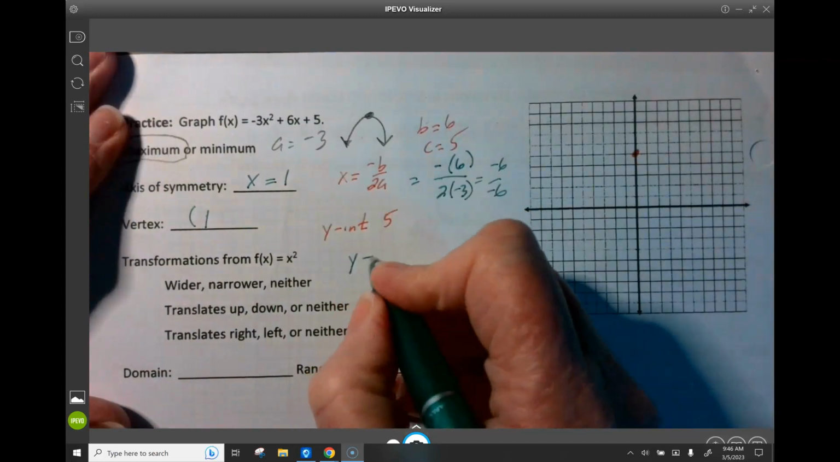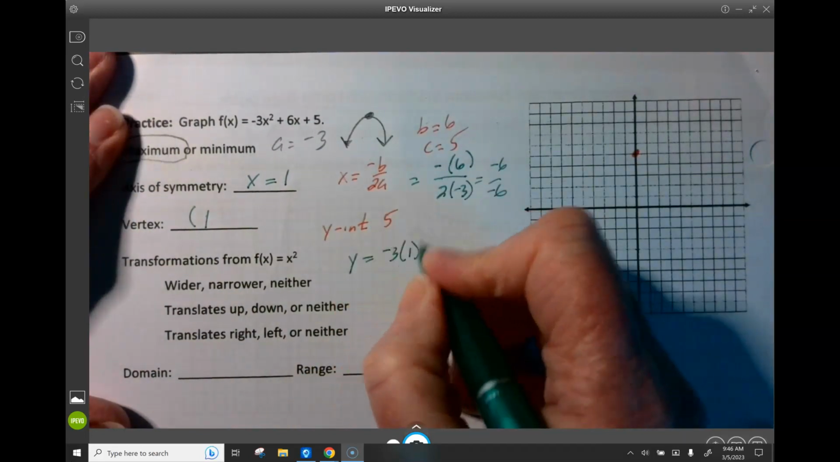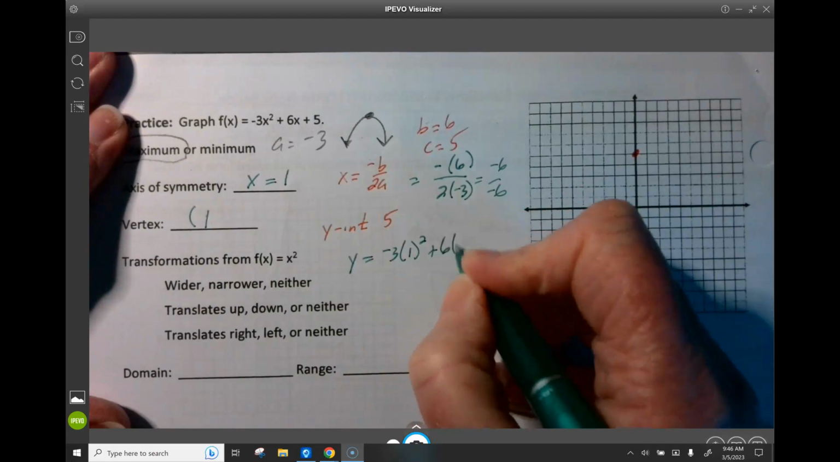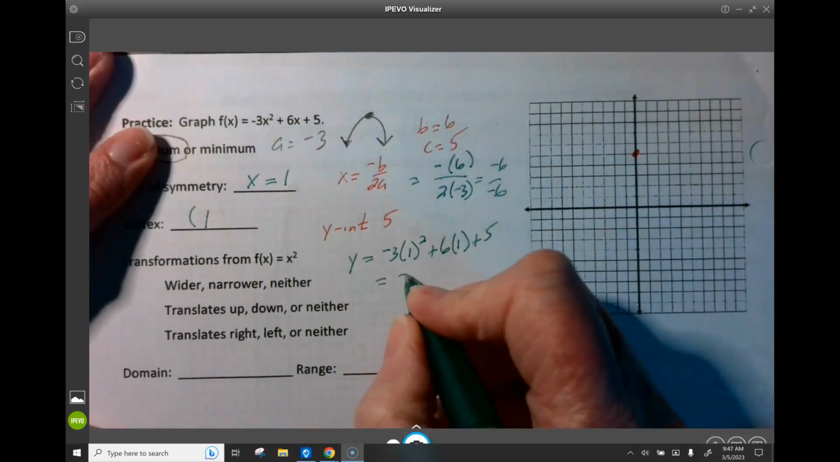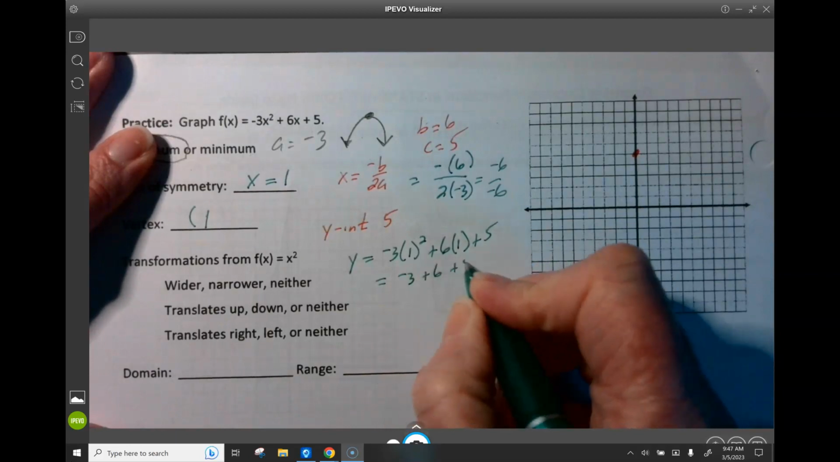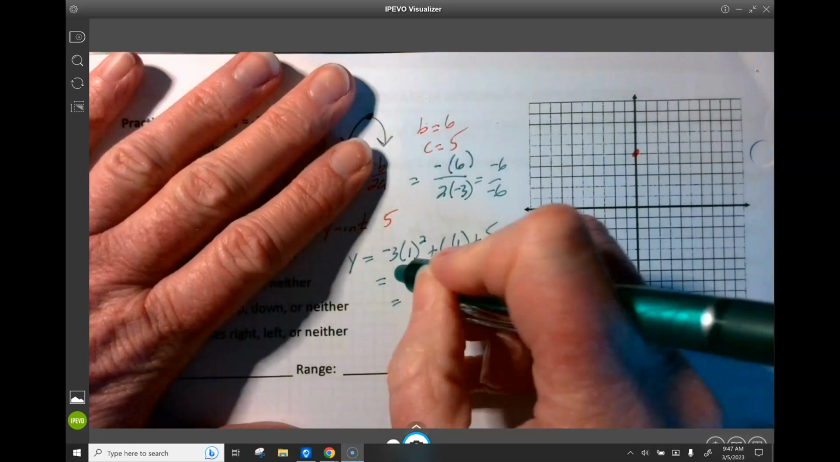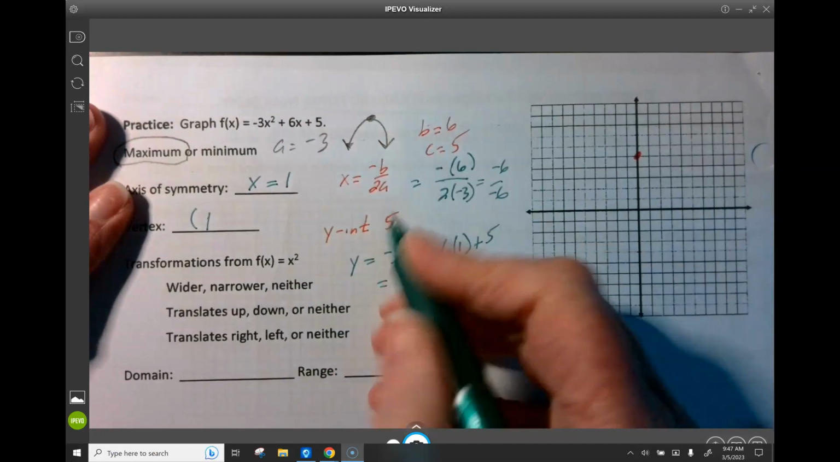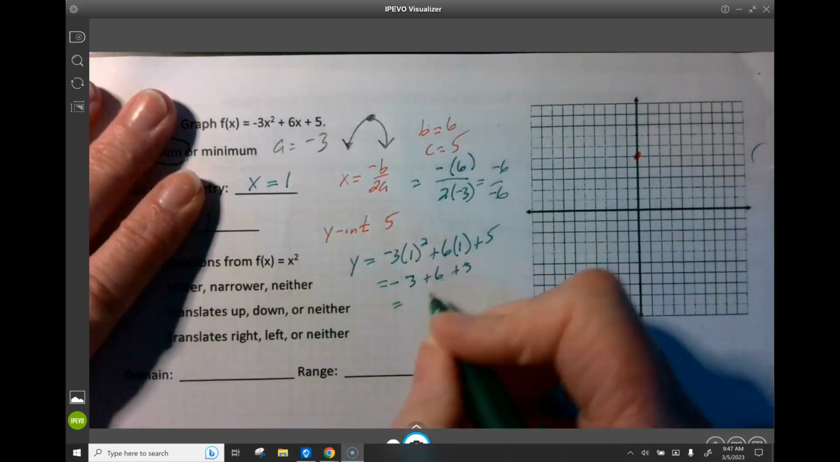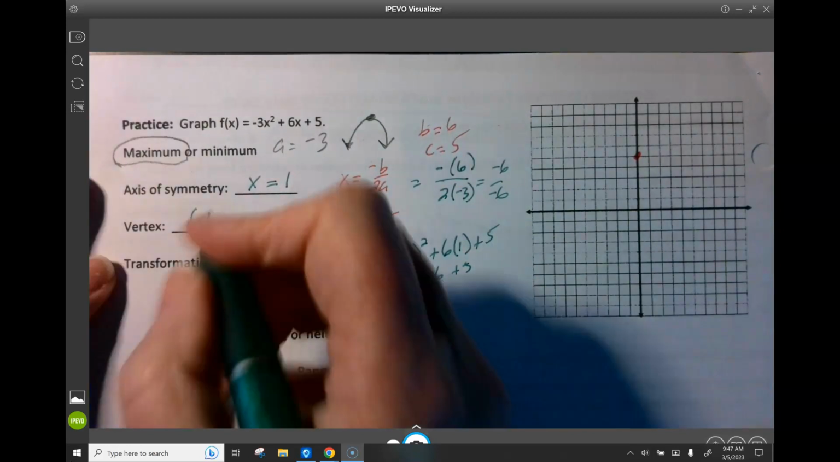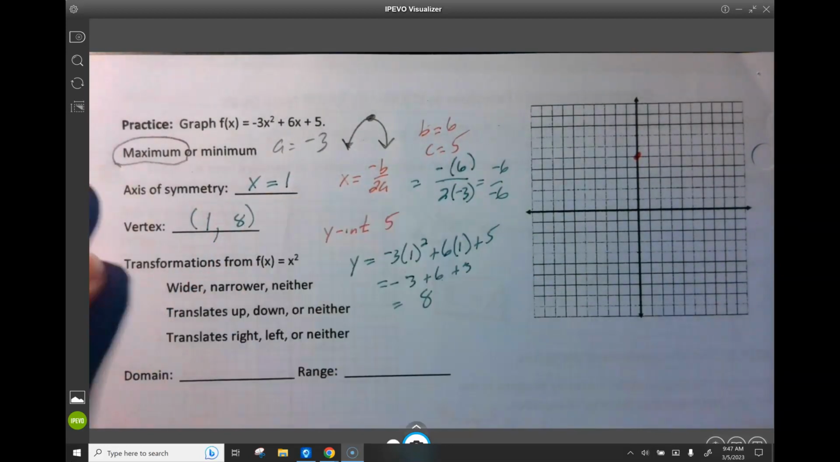So y is equal to -3 times 1 squared plus 6 times 1 plus 5. That's a -3. Just to be clear on that, that's a -3. So that's going to be 3 plus 5, that's 8. Okay, so my vertex is 1, 8.